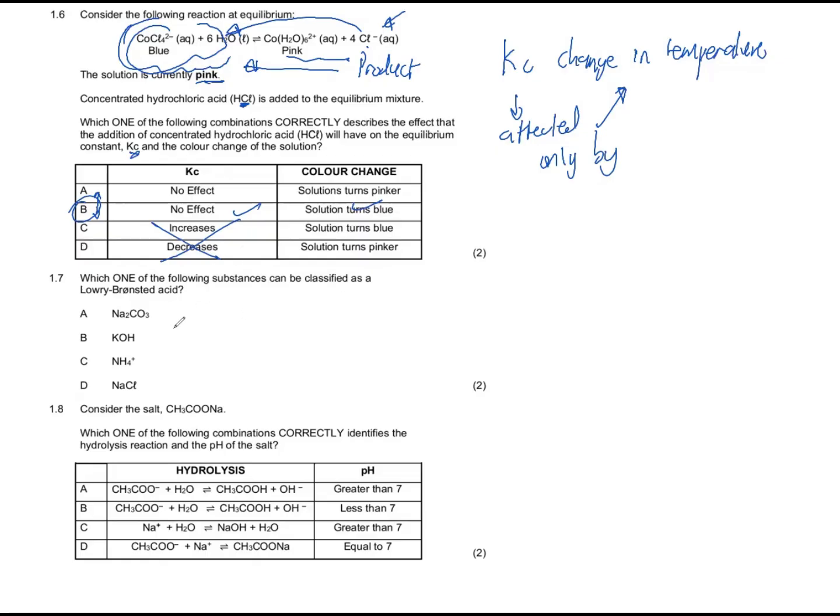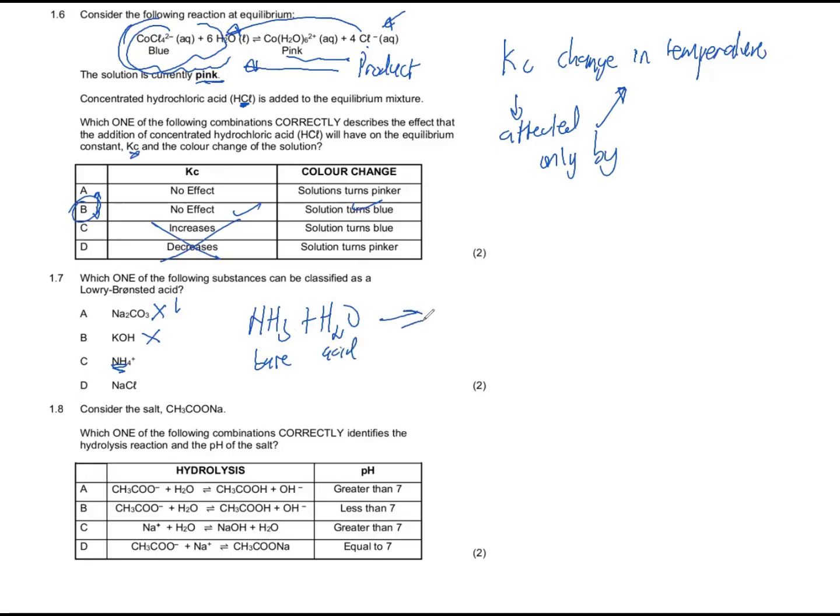Okay, so we do know that carbonates are mostly bases, so no. Potassium hydroxide, one of the strong bases, so no. And then sodium chloride, nah. But then this one, we do know that this one is an acid because it usually forms when ammonia reacts with H2O. And then your ammonia is a base. This acts as an acid.